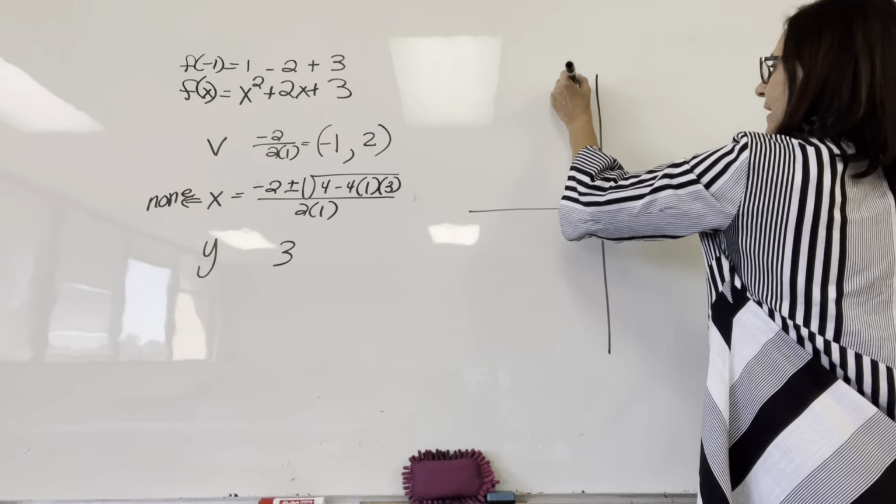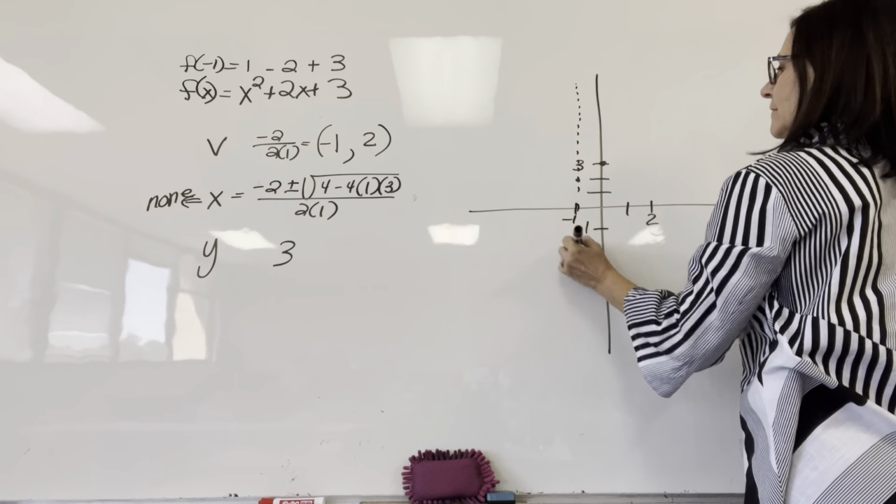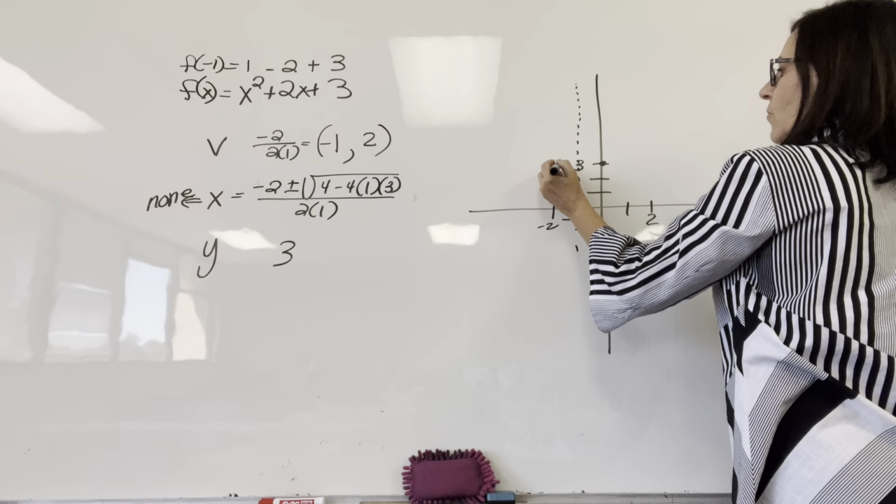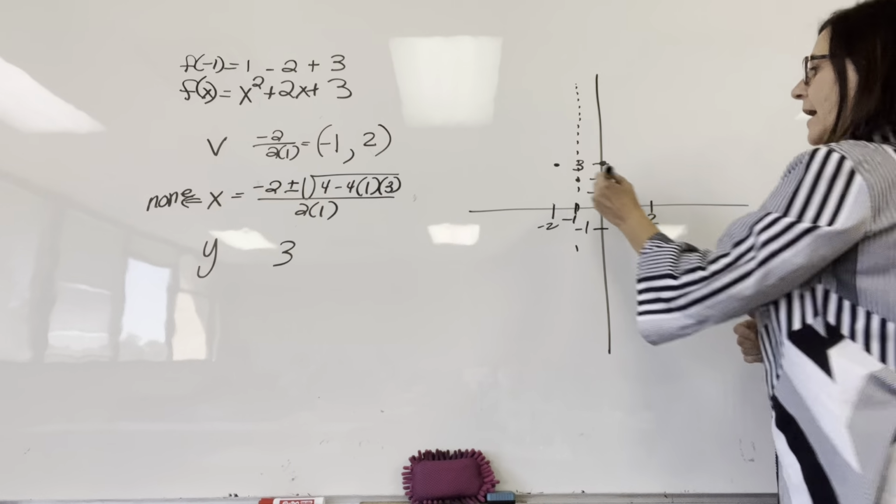I look at my axis of symmetry, right? I look at the y-intercept. I go over 1.